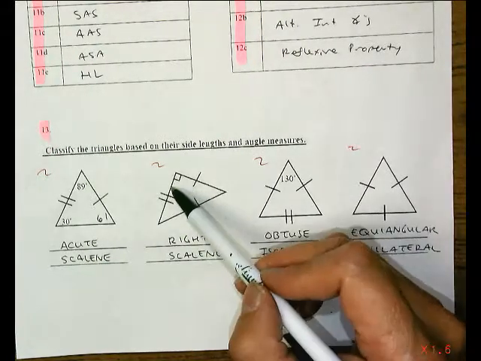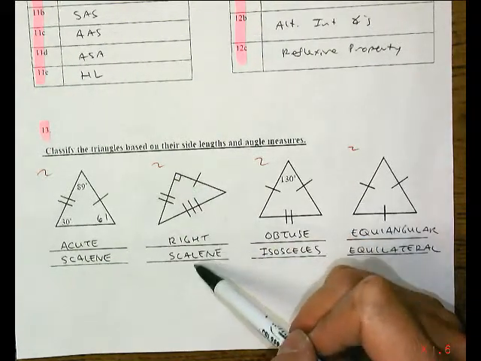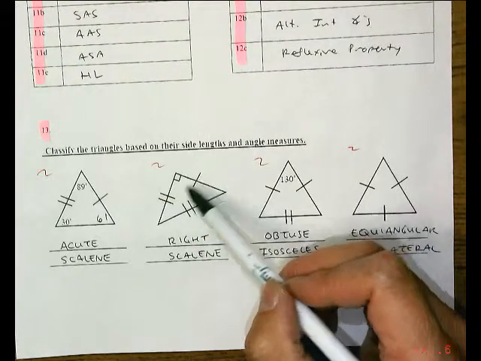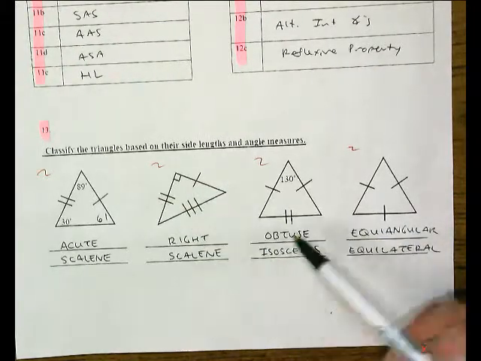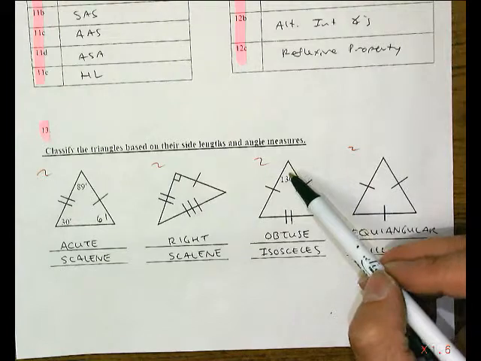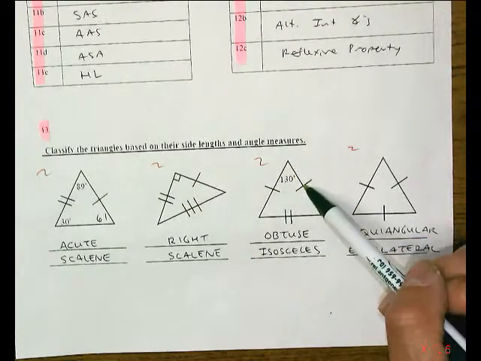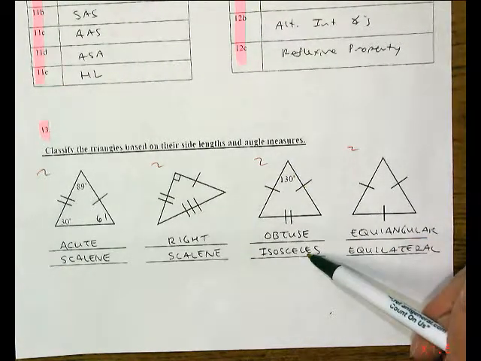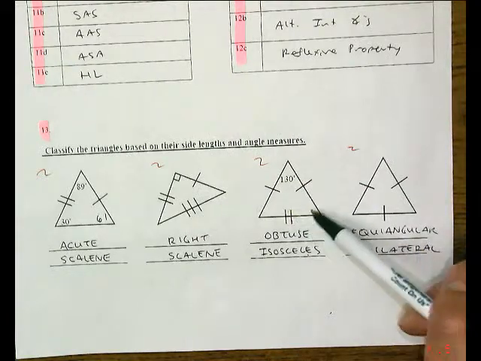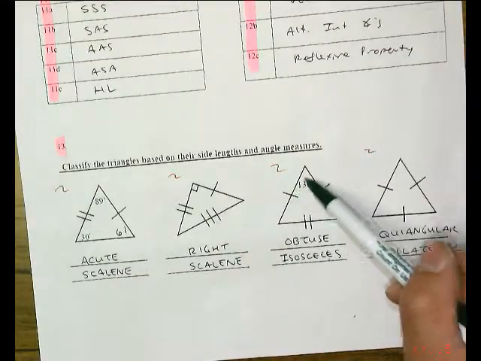In this one, the angle tells me it's a right angle, and then the sides tell me none of them are the same, therefore it's scalene. Here I have 2 sides the same, that would be an isosceles, and then the angle measure, you have one that's greater than 90, that's obtuse.